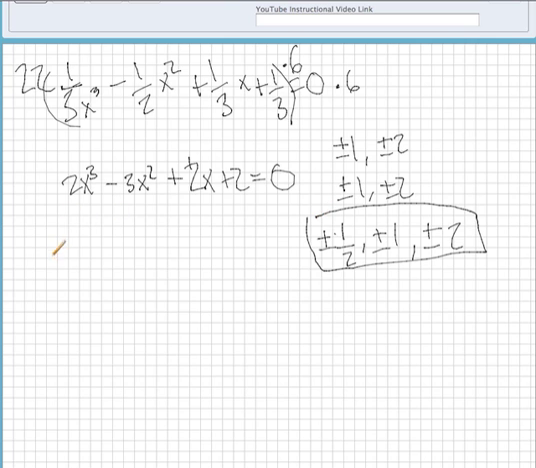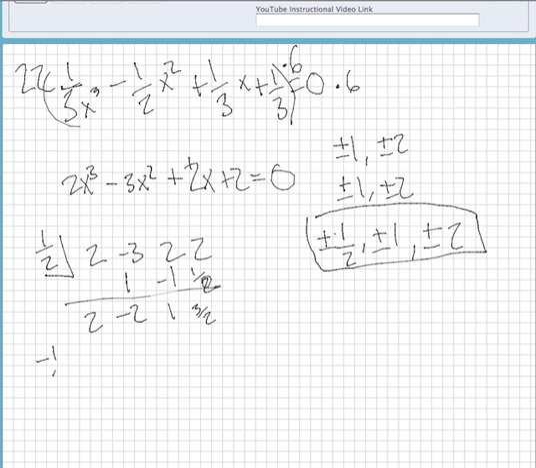So what we want to do is test these with synthetic division right here. So I'm going to start with 1/2 in my box, 2, minus 3, 2, 2. You bring the first one down, bring it over as 1. So that's negative 2, so that'd be negative 1. And then that'd be 1. And that'd be 1/2. So this equals 3/2. So that's not a root.